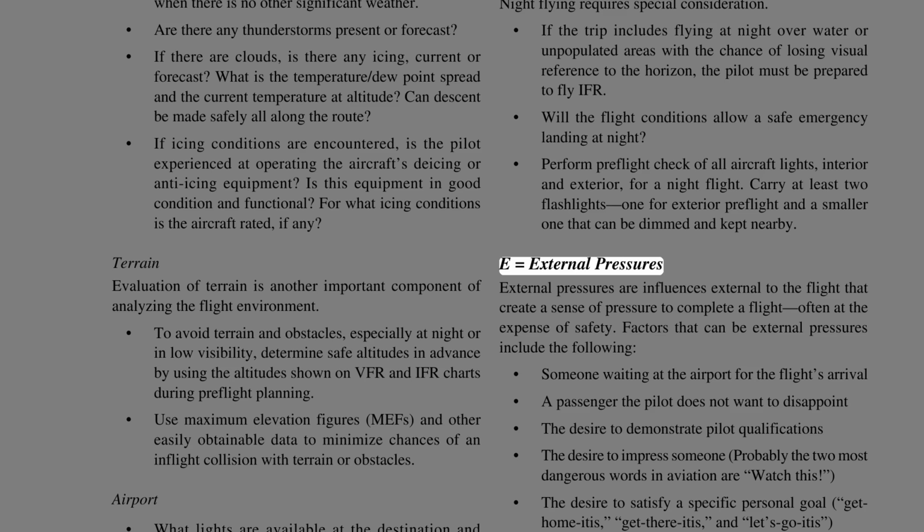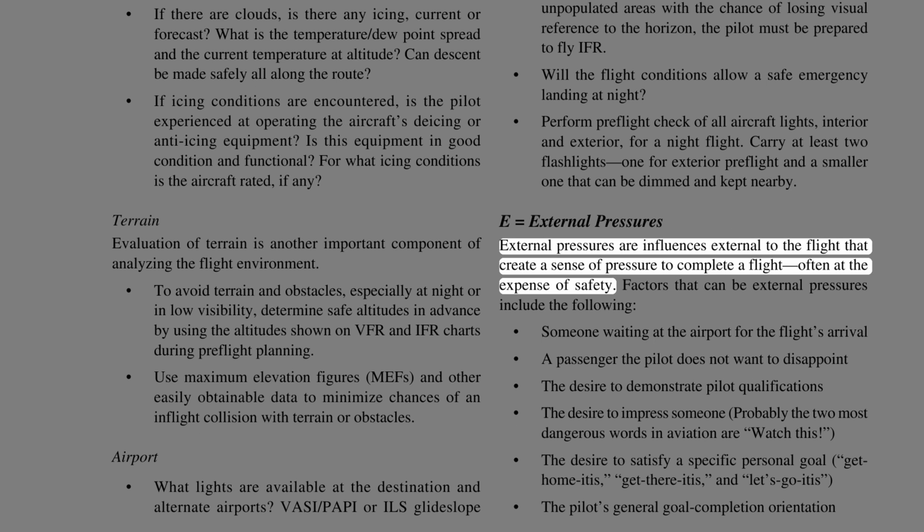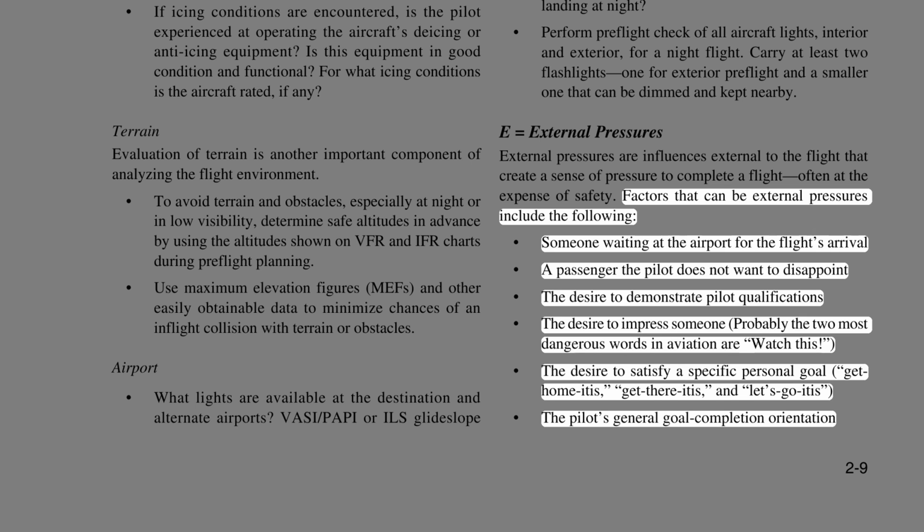E equals external pressures. External pressures are influences external to the flight that create a sense of pressure to complete a flight, often at the expense of safety. Factors that can be external pressures include the following: someone waiting at the airport for the flight's arrival, a passenger the pilot does not want to disappoint, the desire to demonstrate pilot qualifications, the desire to impress someone. Probably the 2 most dangerous words in aviation are "watch this." The desire to satisfy a specific personal goal: get-home-itis, get-there-itis, and let's-go-itis.